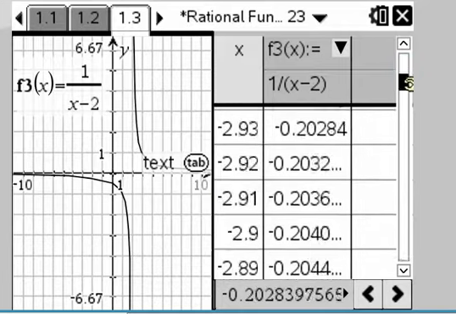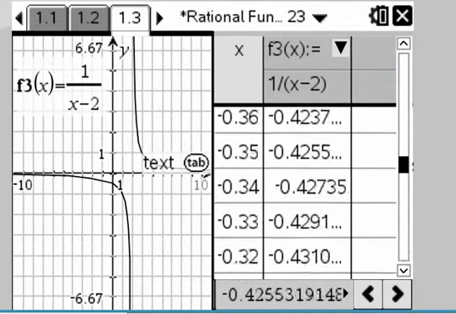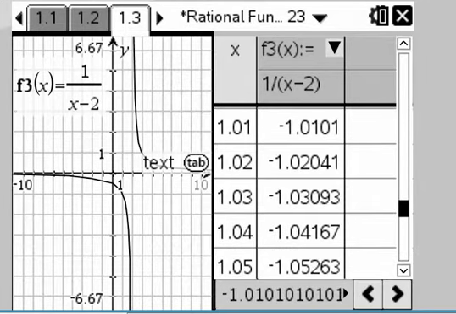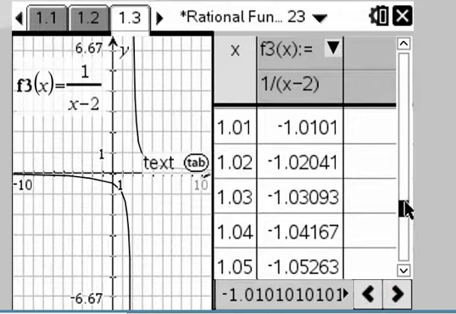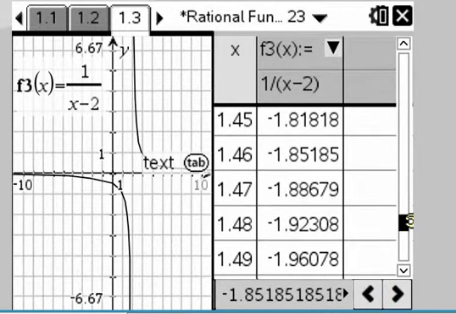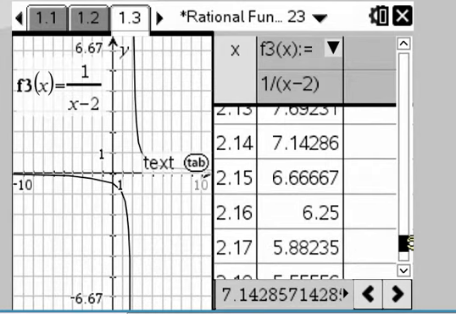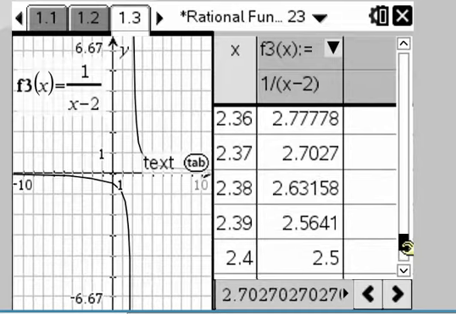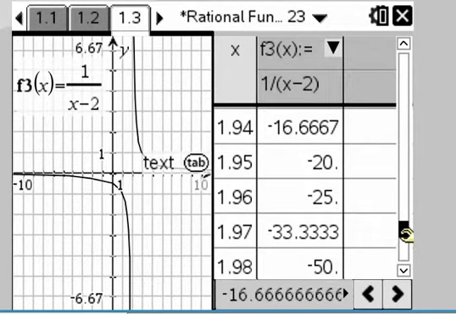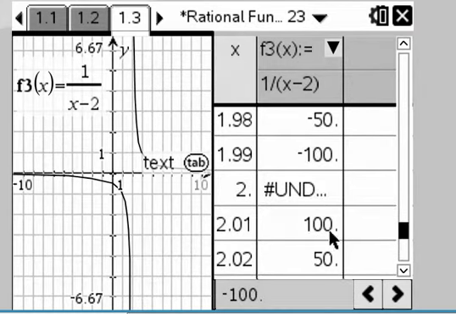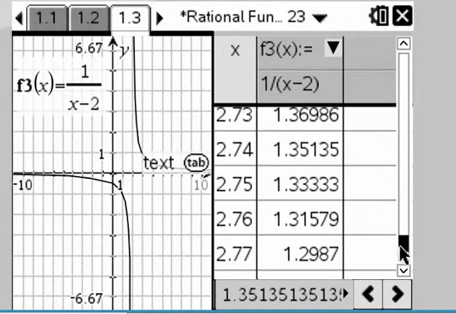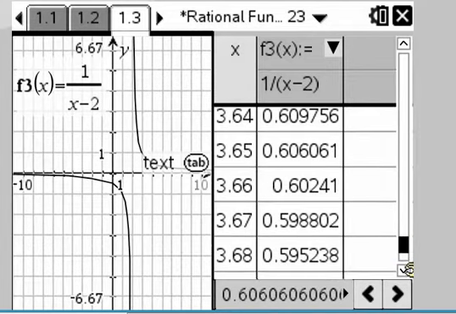Now if we go the other direction, positive on the x-axis, we can see that right at 2, it starts at 100, and then as our x gets bigger and bigger, this gets smaller and smaller, and it starts getting closer and closer to 0 the more we go.